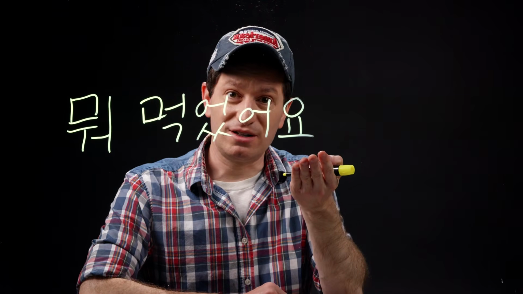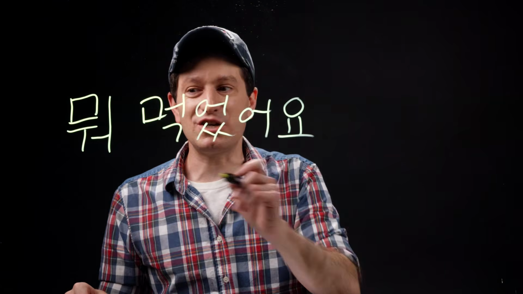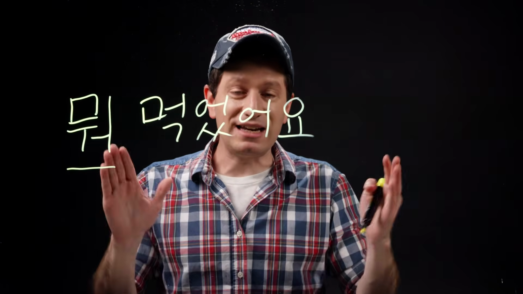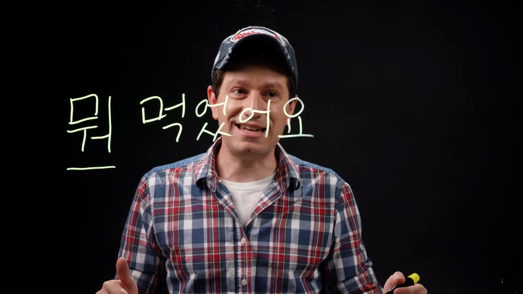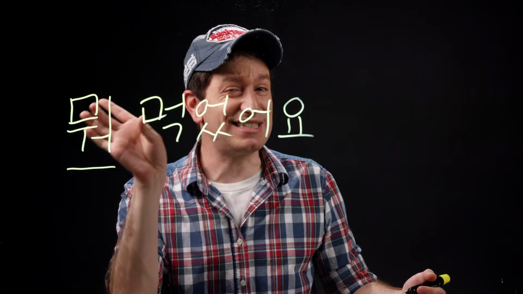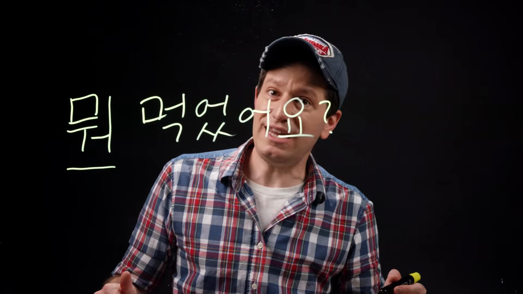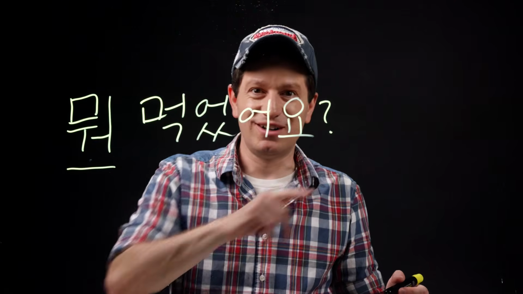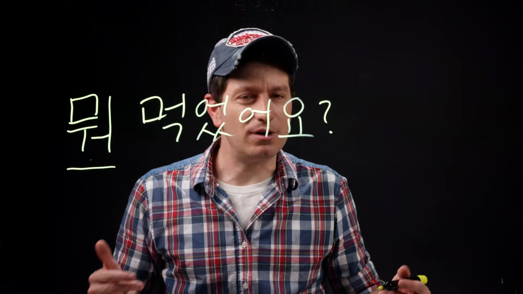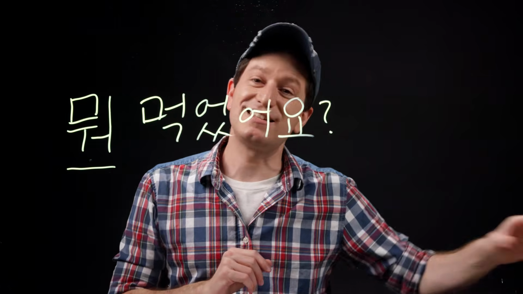뭐 먹었어요? What did you eat? Again, if you want it to mean its question word, emphasize the question word. Otherwise, if you do not emphasize the question word in a sentence or in a question, then it's not going to mean that. It's going to mean something. So let's go over these again. 뭐 먹었어요? What did you eat? 뭐 먹었어요? Did you eat something? 뭐 먹었어요? I ate something, or someone else ate something. So let's look at the other 2 words, somewhere and someone next.